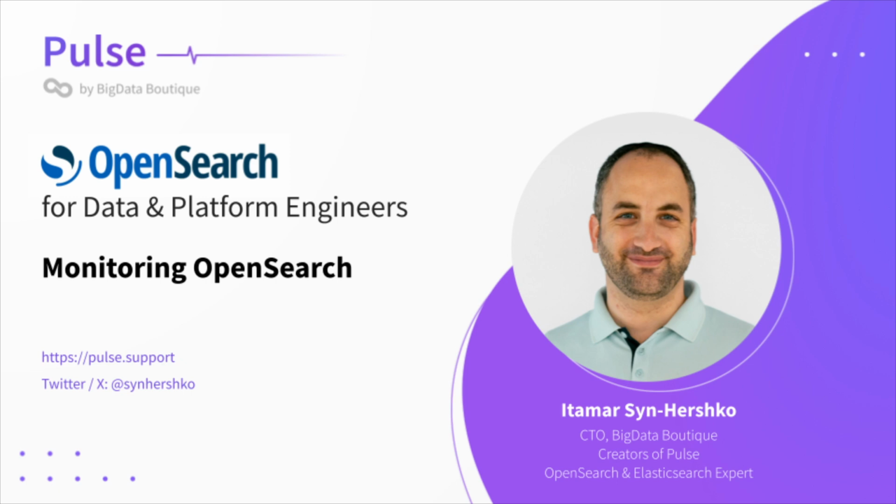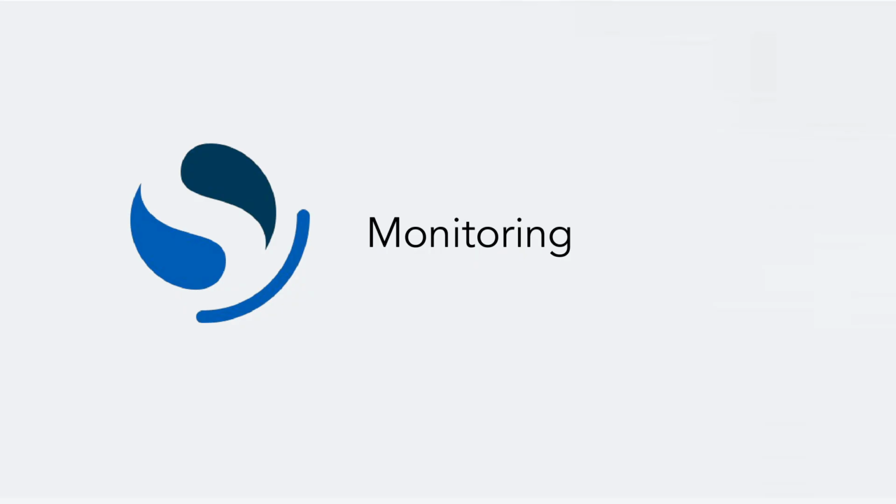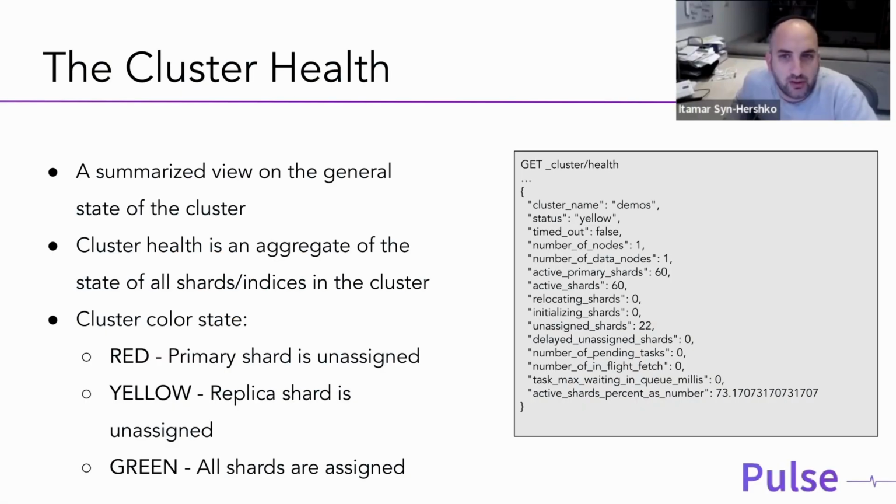Also check out the next session where we take the knowledge covered here and discuss common OpenSearch issues and how to resolve them. Let's start with cluster health monitoring as provided by OpenSearch. There is this concept of cluster color state: red, yellow, and green. This is something that OpenSearch provides. It will tell you if it's a green state, red state, or yellow state.